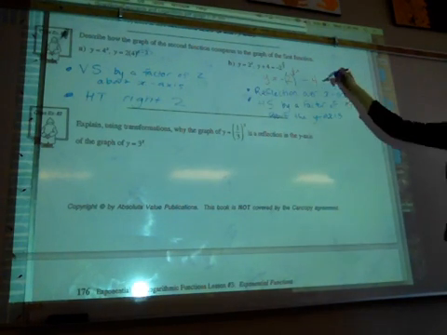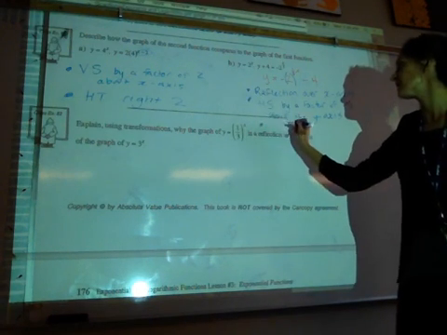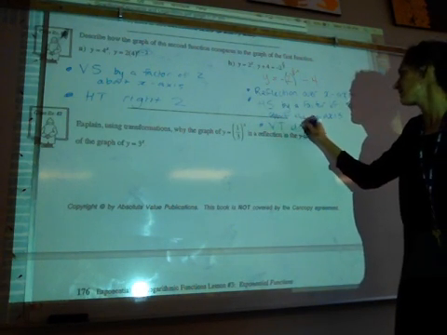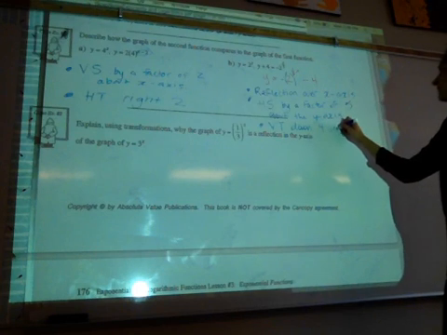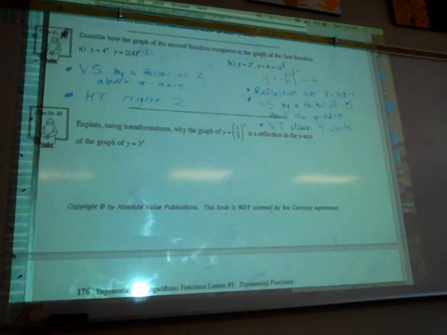And then lastly, what does that negative 4 tell us? Down 4, awesome. Okay, that's a vertical translation, down 4 units. That stuff's got to be 100% because we have a unit test on Friday.